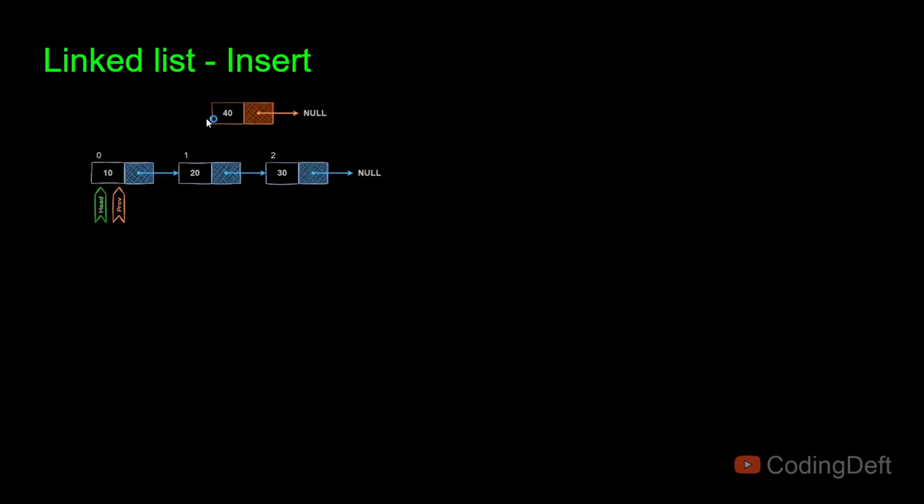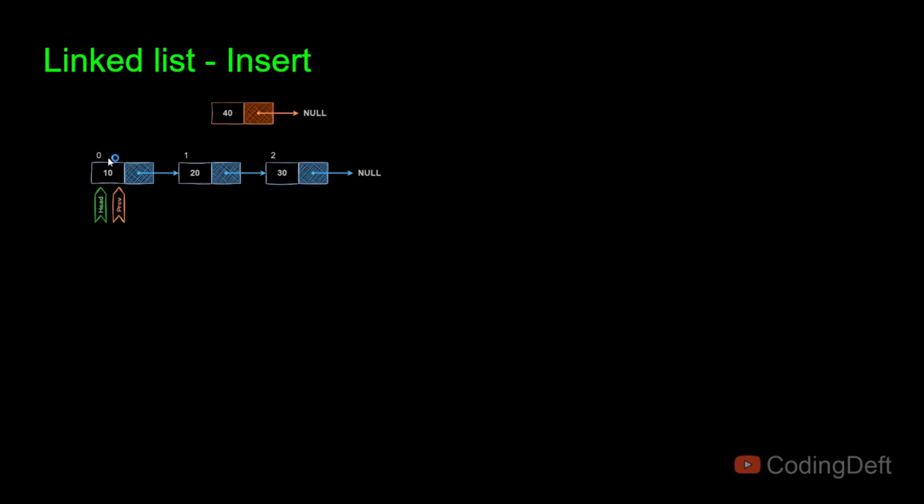In the previous video, we have seen how to append a node to the linked list. In this video, we will see how to insert a node to the linked list at a given index. So let us consider we have a node called 40 that needs to be inserted at the index 2. So that is between 20 and 30.